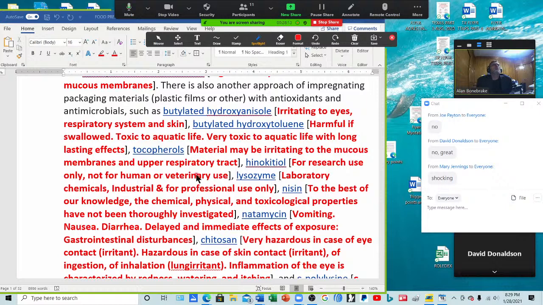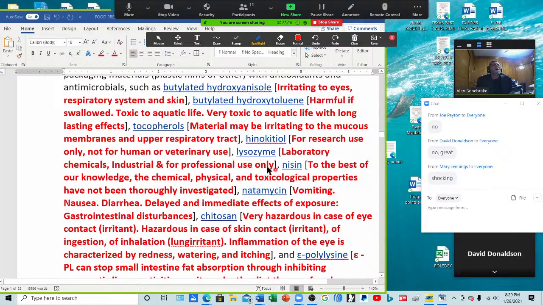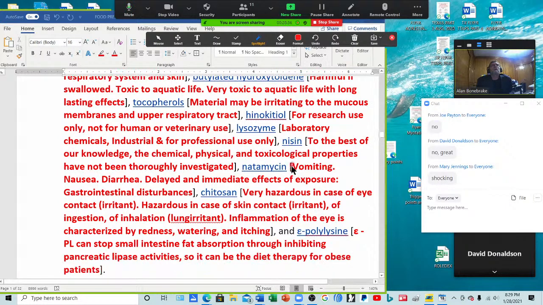Hinokitiol, for research use only, not for human or veterinary use, yet it is used in packaging, which leaches through. Lysozyme, laboratory chemicals and industrial and for professional use only. That's from egg whites. Wow. Nisin, to the best of our knowledge, the chemical, physical, and toxicological properties have not been thoroughly investigated. You see this in packaging and in preservatives.